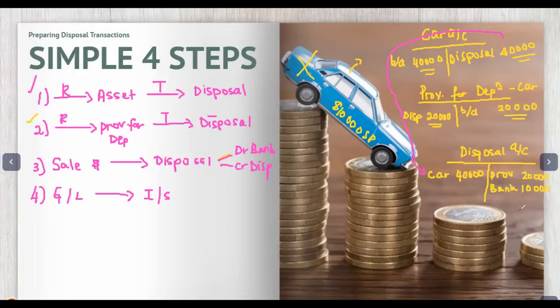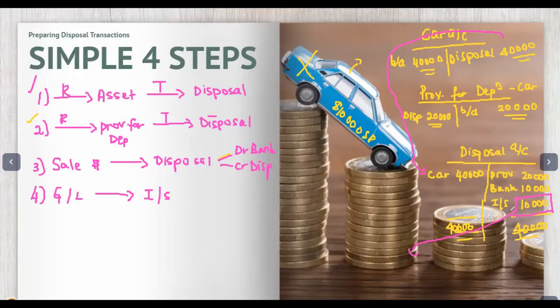Okay. So the difference is your gain or loss. Now let's look at this. This is 40,000. So this one should also be 40,000. The difference is 10,000, which is transferred to the income statement. There you go. Now, what does this 10,000 mean? Is it gain or loss?